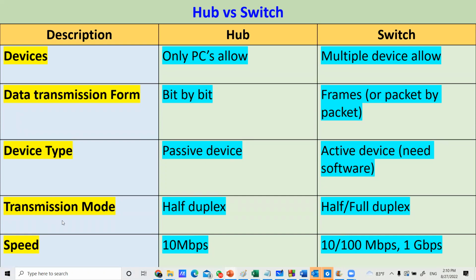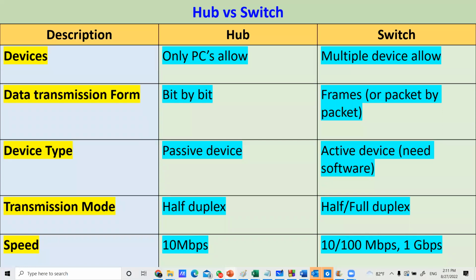Right. Then look at the transmission mode. Earlier we identified 3 transmission modes. Here try to understand which transmission mode is used by hubs and which by switches. Normally hubs use the half duplex transmission mode. Half duplex means data can be sent in both directions but not at the same time. That is half duplex. Switches allow data transmission in half and full duplex. Half duplex as well as full duplex. Full duplex means it allows transmission of data in both directions at the same time.